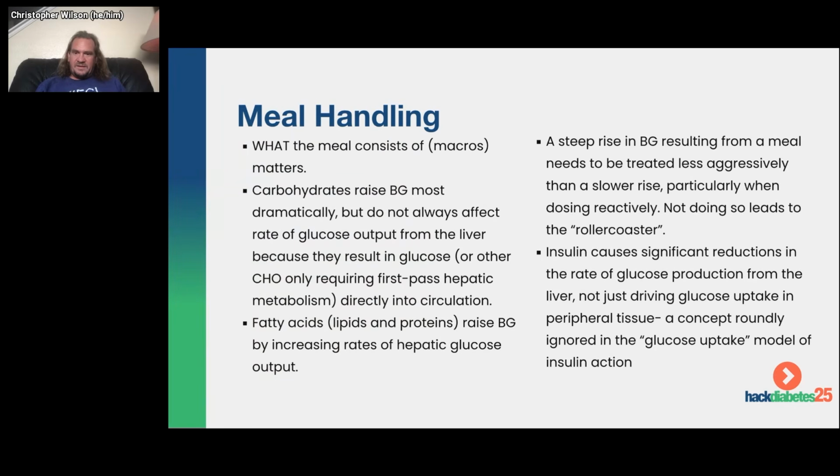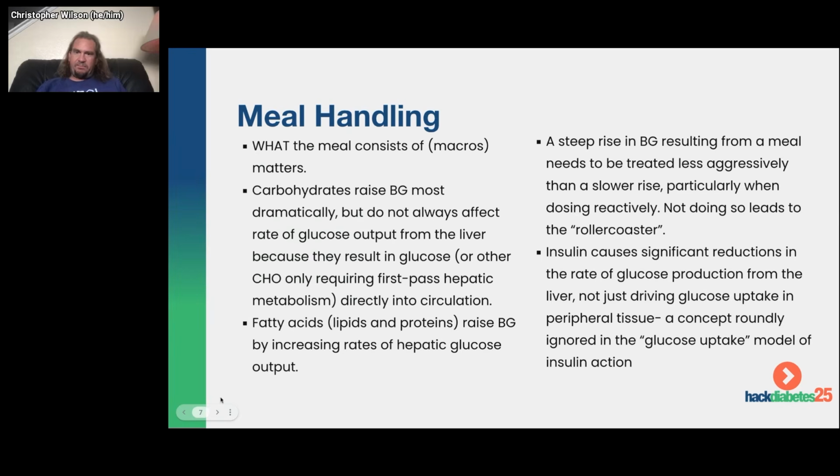We see that when we have carbohydrates that either don't require metabolism at all, in the case of glucose, or only require first pass metabolism through the liver to get converted into glucose, if you look at the math in 4 dimensions, it pushes blood sugar up, but it doesn't necessarily actually increase the rate of glucose output from the liver.